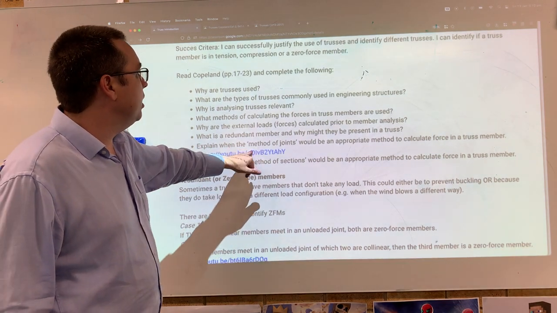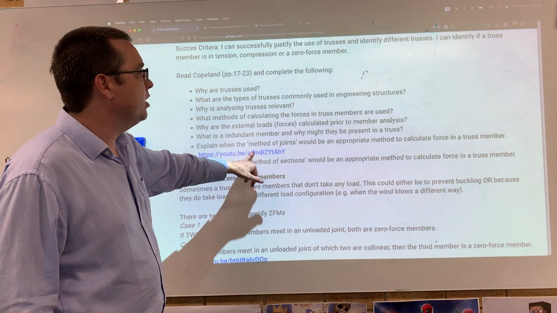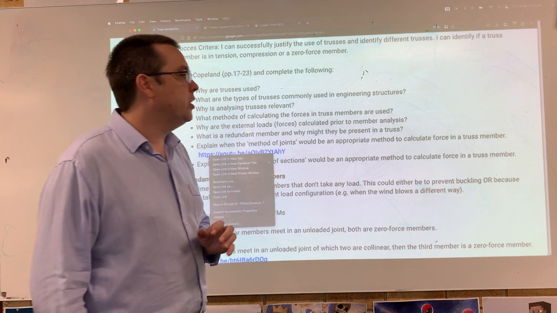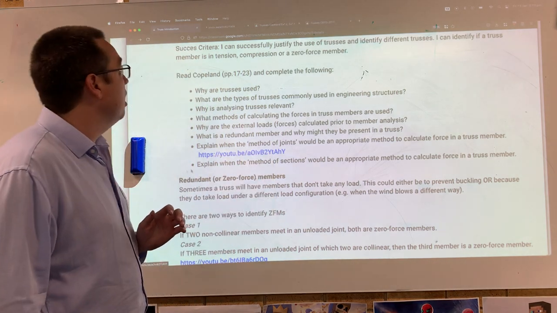Explain when the method of joints would be an appropriate method to calculate the force in a truss member. Okay, so method of joints is useful. It has its place. I have a video.